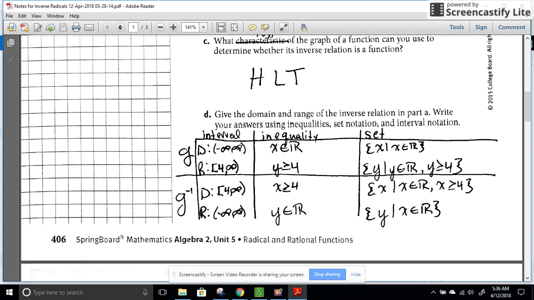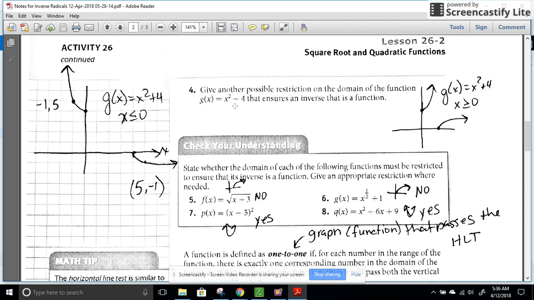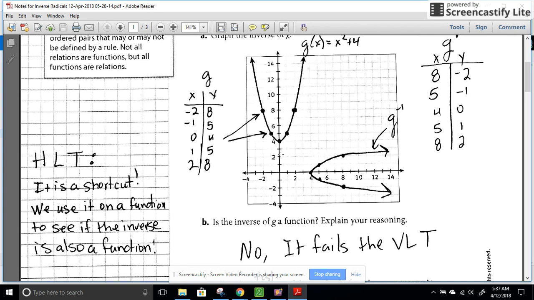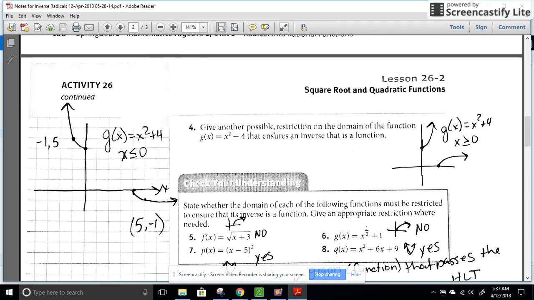Okay, we're going to skip a page, and then we go to this one right here. This equation, x squared plus 4, that is the equation for this graph, right? The parent function shifted up 4. This is x squared plus 4. So algebraically, how would you find, no, that's not it. I'm getting ahead of myself.